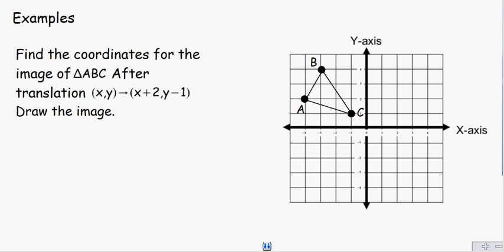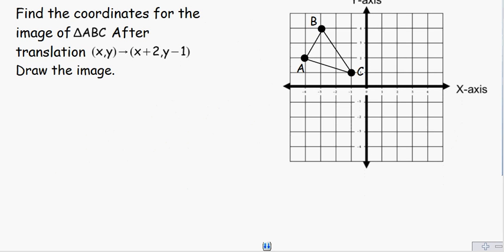All right, so in this example, let me scroll down a little bit, get rid of that. This example: find the coordinates for the image of triangle ABC after a translation of taking the XY coordinates, transforming them by adding 2 to the X and subtracting 1 from the Y, and then draw the image. This notation right here, it's nothing special, just like as I explained it.